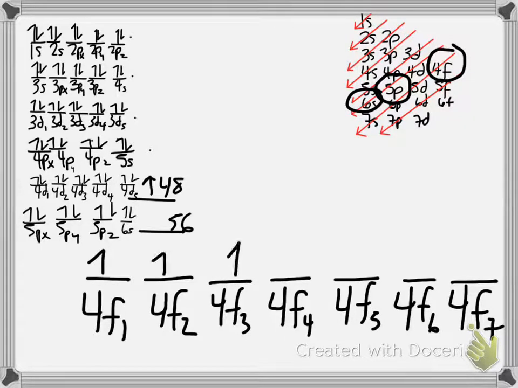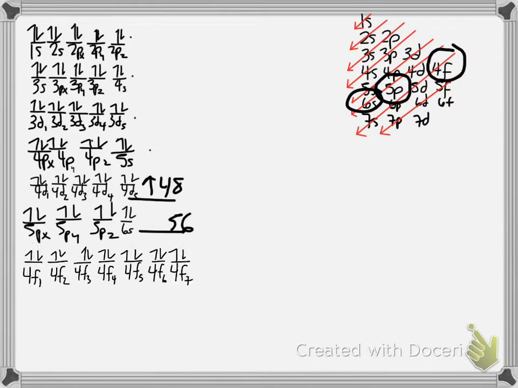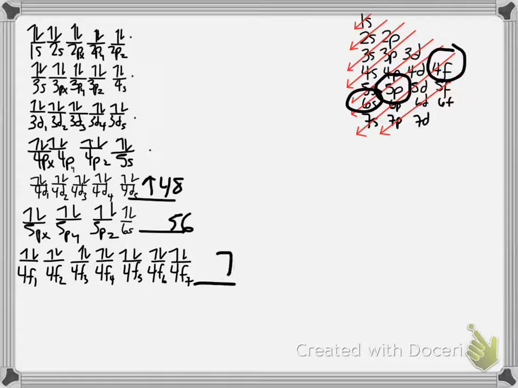1, 2, 3, 4, 5, 6, 7, 8, 9, 10, 11, 12, 13, 14. So 56 plus 14, 60, 70. I'm going to shrink this. Only 16 to go. So we're up to 70.